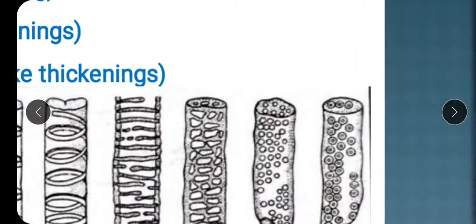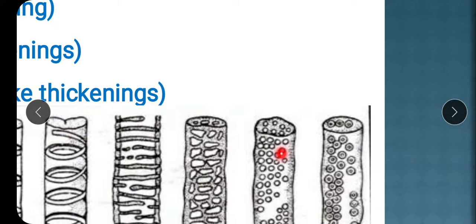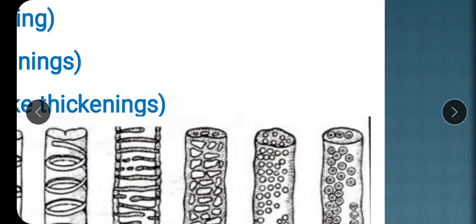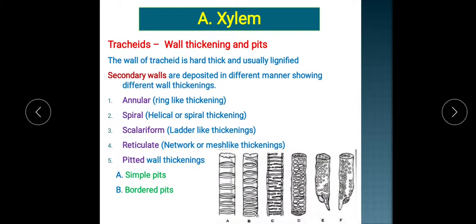Here you can see there is this collar-like structure, while this is without collar. It is called a simple pit and a bordered pit. So these two types of pitted thickenings can be present on the tracheids. So these are the secondary wall thickenings and the pits. Two types of pits: simple pits and bordered pits.